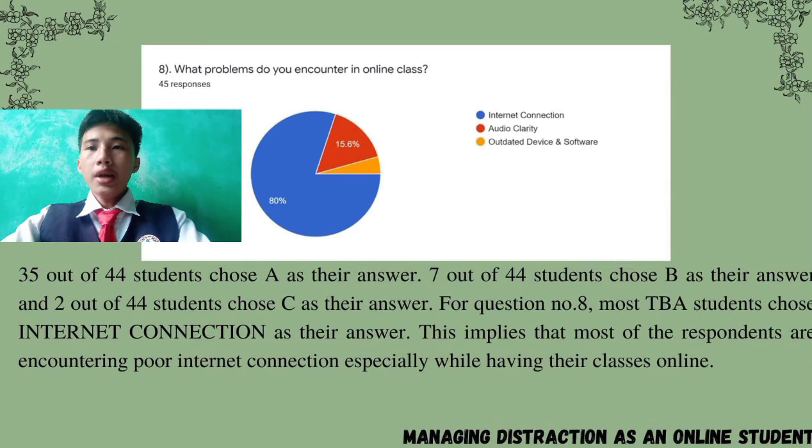For question number 8, what problems do you encounter in online class? 35 out of 44 students chose A as their answer. 7 out of 44 students chose B as their answer. And 2 out of 44 students chose C as their answer. For question number 8, most of TBA students chose internet connection as their answer. This implies that most of the respondents are encountering poor internet connection, especially while having their class online.